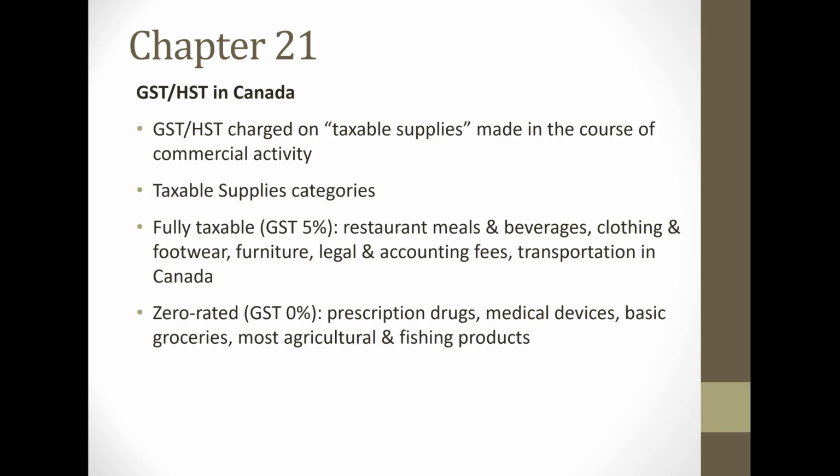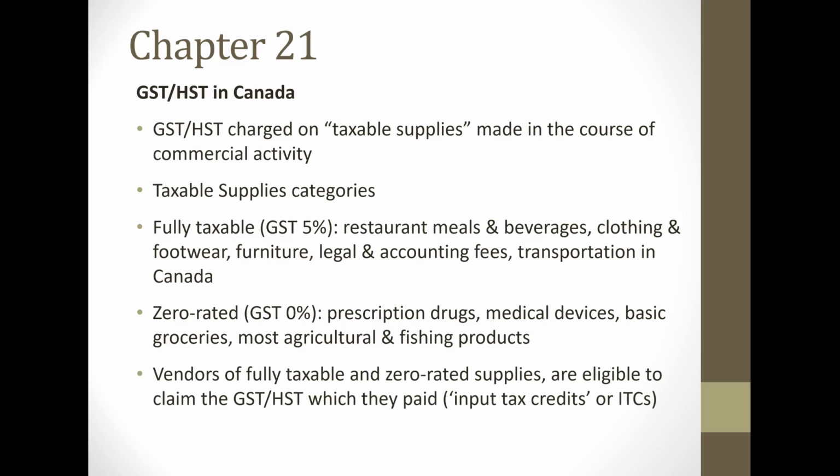So if you are a vendor and you sell taxable supplies, whether they're fully taxable at 5% or zero-rated at 0%, you're going to get credit for all the GST and HST that you pay in your business. And the GST and HST that is paid in the business, those amounts will be returned to the vendor. They're known as input tax credits, or ITC. So vendors of fully taxable or zero-rated supplies are going to charge GST when they sell their goods to their customers, but they're also going to get credit for all the GST and HST that they pay for all the expenditures they make in their business. Those are known as input tax credits, or ITCs.